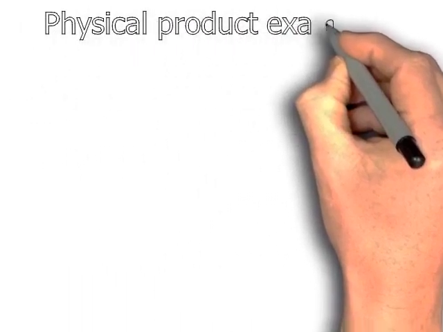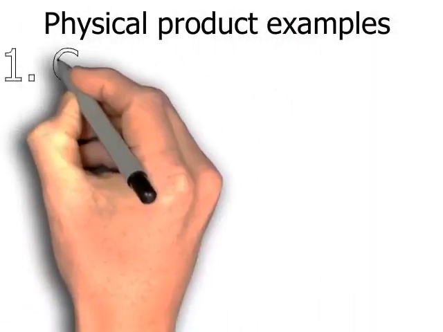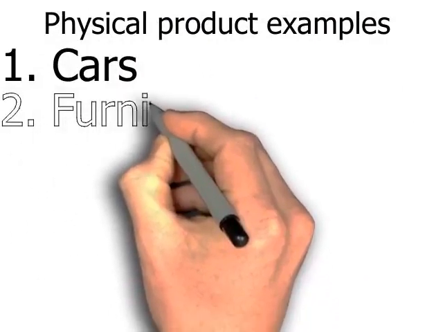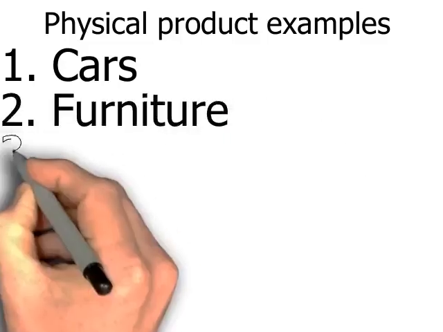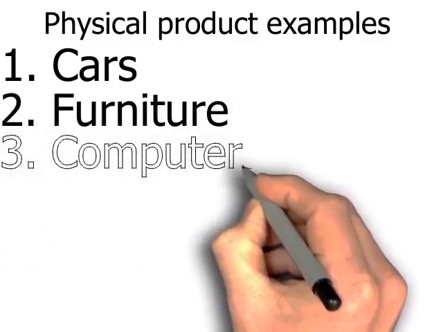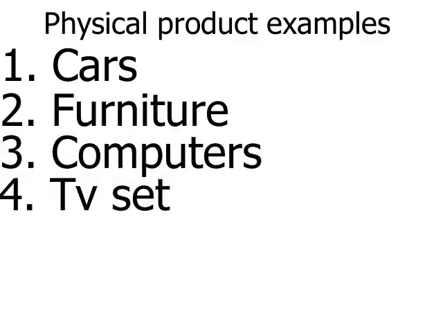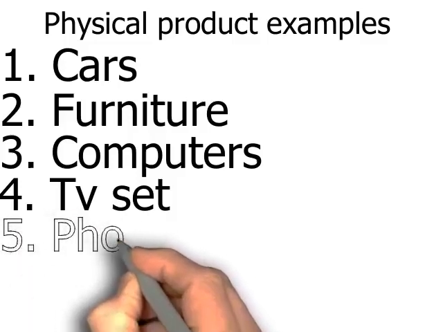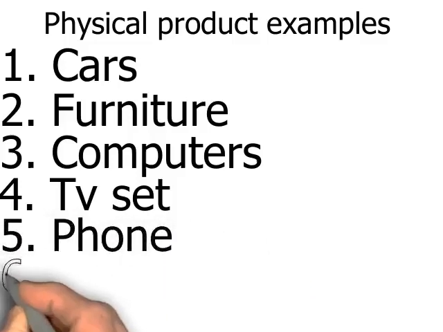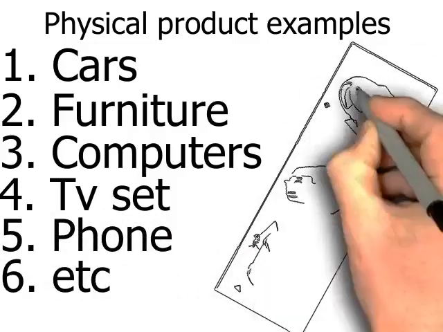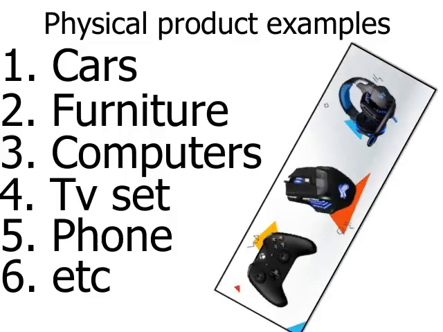Physical product examples: one, cars. Two, furniture. Three, computers. Four, TV sets. Five, mobile phones. Six, etc.